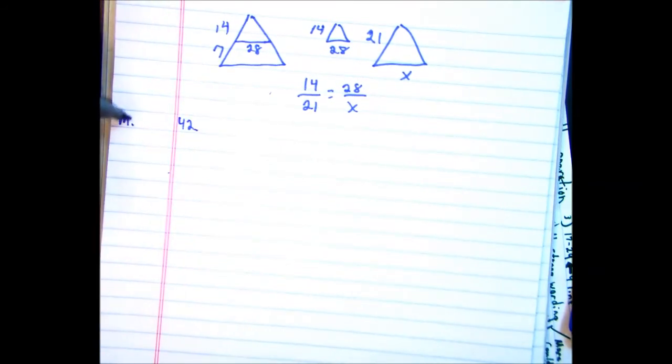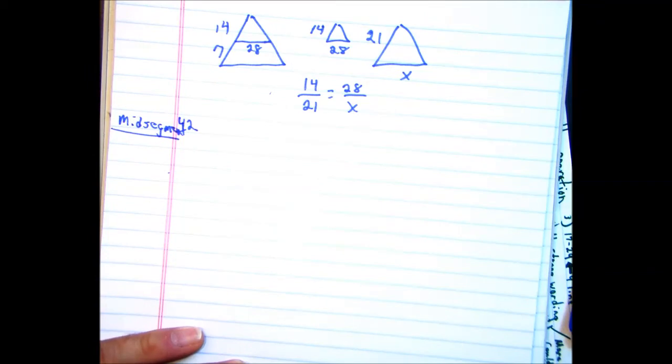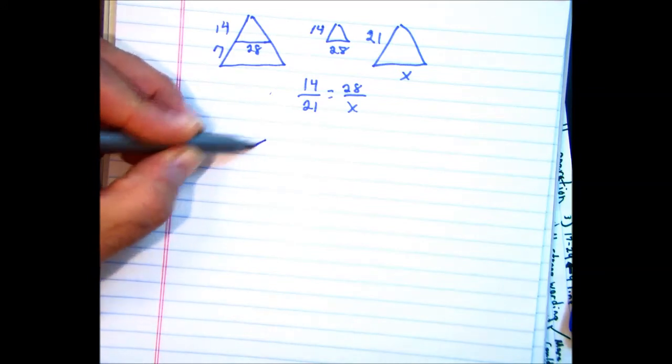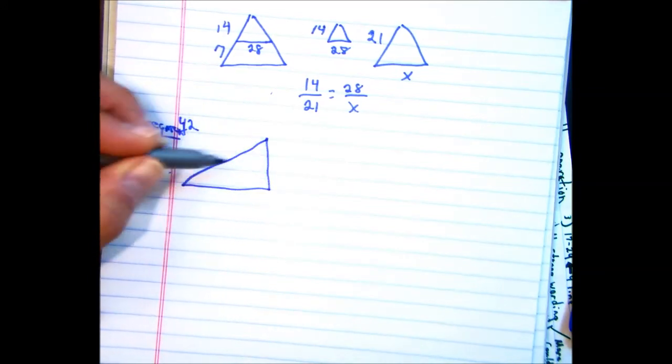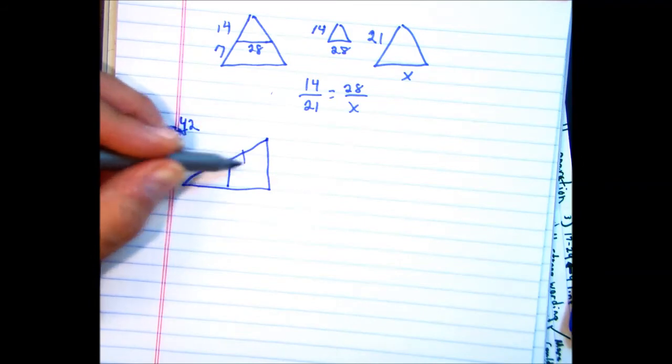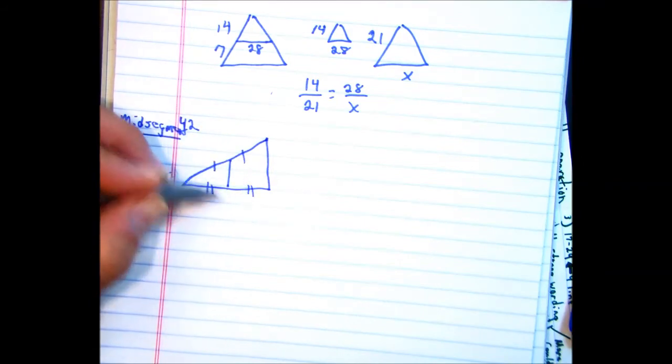Correct. It is a mid-segment. So we're now getting into the stuff that deals with chapter 5. And mid-segments are always half of the third side. So if the building is 160 feet tall, and the reason I know it's a mid-segment is because it's connected by 2 midpoints.